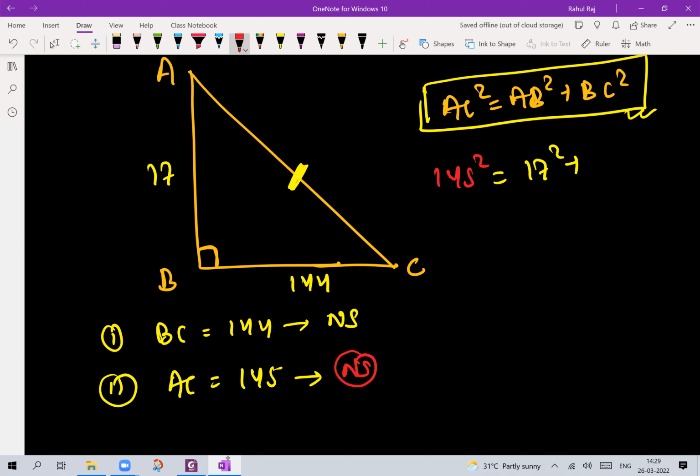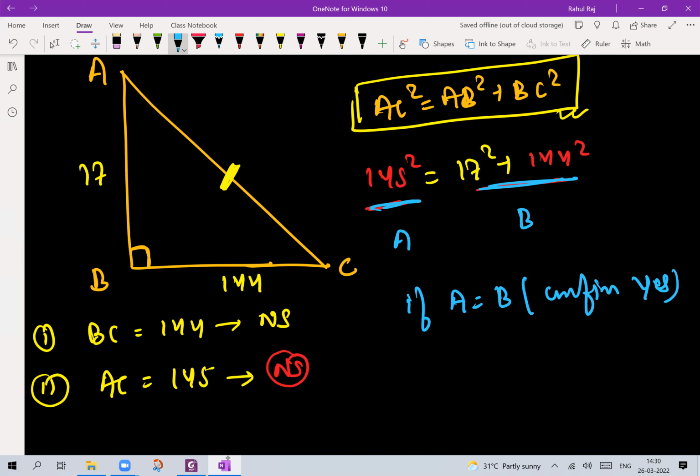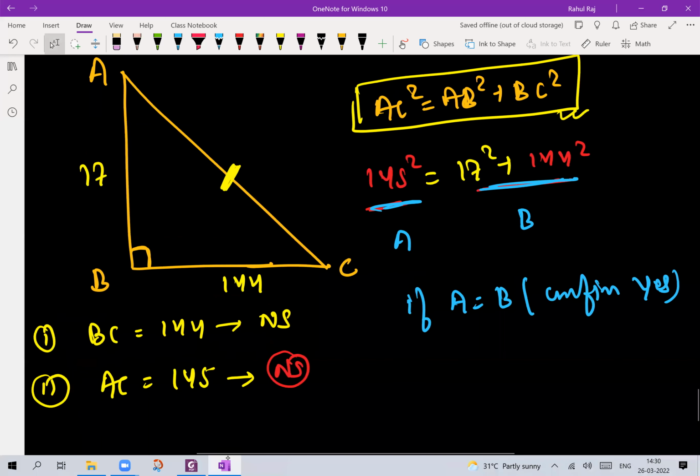Now, when I combine these, what happened? 145 square equal to 17 square plus 144 square, right? Now, from here on, what have you done? How exactly did you say the answer is C? The value of 145 square is what? Let's say I take the value of 145 square as A. The value of 17 square plus 144 square is B. Imagine if I say A is equal to B. What do you mean by this? Is this a confirm yes answer? Yes, it's a right angle triangle. Either A can be equal to B, or what can happen? A is not equal to B.